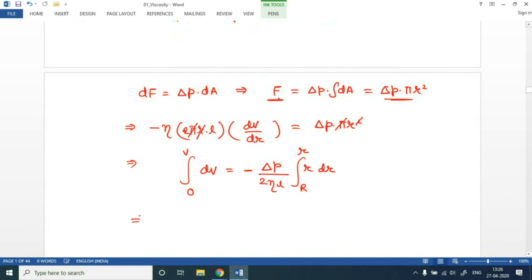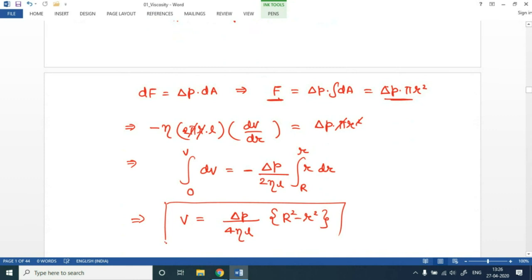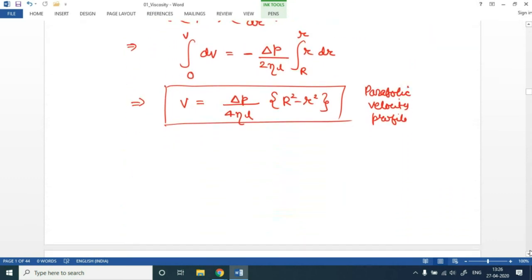Okay, so this will yield that V will be equal to delta P divided by 4 eta L into capital R square minus small r square. So this is basically a parabolic velocity profile. Let me draw that here also.